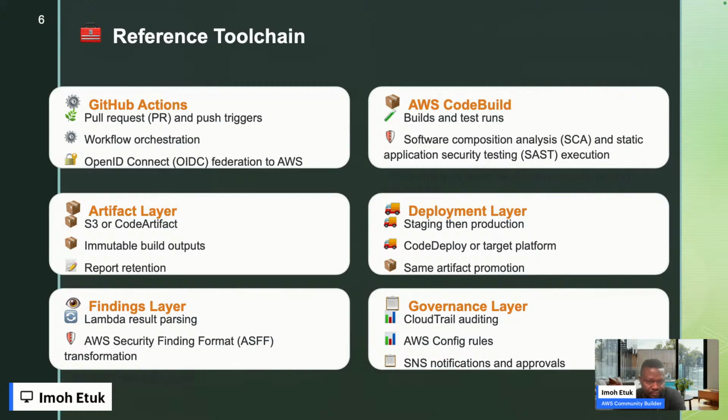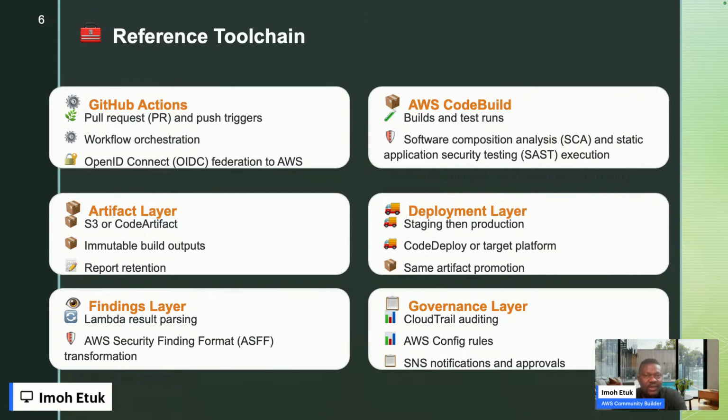So GitHub Actions is what triggers the workflow, while CodeBuild, on the other hand, executes the heavy build and scan jobs in our jobs today. Then artifacts are stored immediately on the S3 bucket. Deployment promotes the same build, and then findings are transformed, and governance services monitor the whole process. So that's what this flow means.